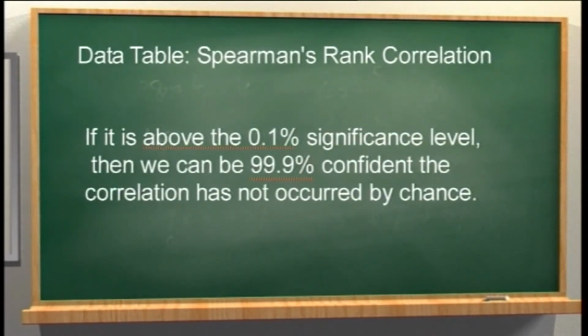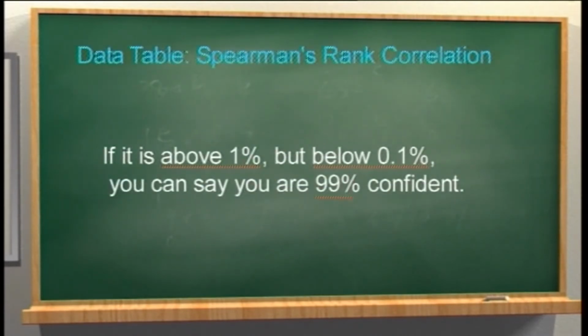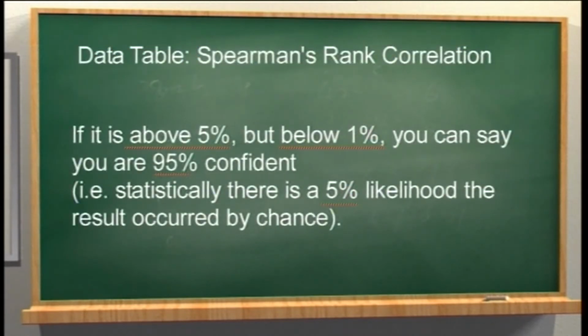If it is above the 0.1% significance level, then we can be 99.9% confident the correlation has not occurred by chance. If it is above 1% but below 0.1%, you can say that you are 99% confident. If it is above 5% but below 1%, you can say you are 95% confident. That is, statistically, there is a 5% likelihood the result occurred by chance.